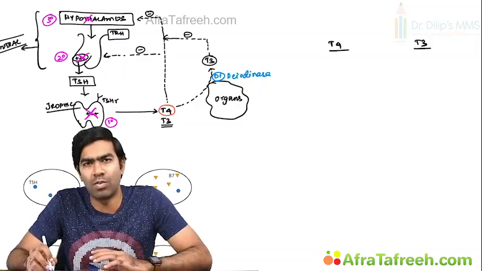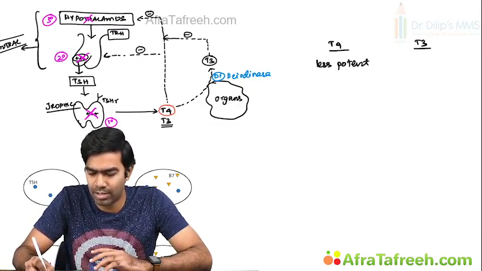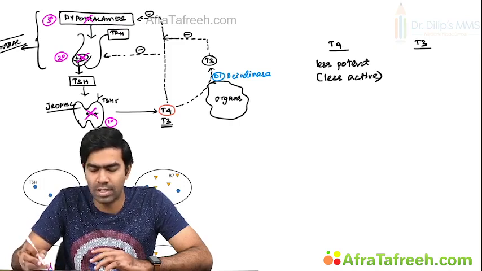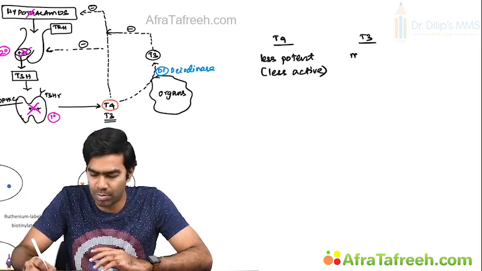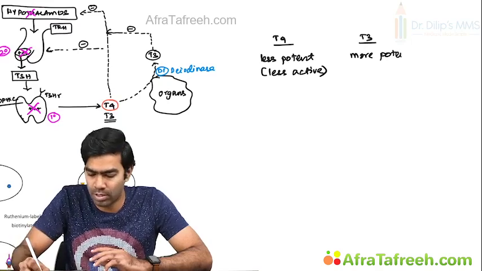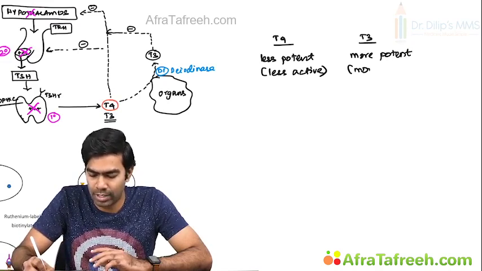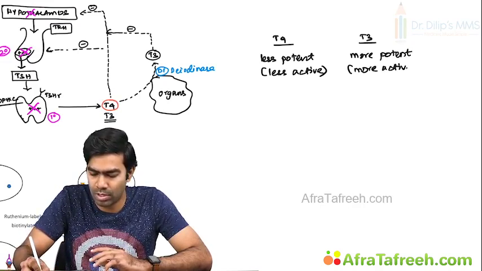We know that T4 is less potent, which means it's less biologically active compared to T3. T3 is very highly potent. By definition, it is almost 3 to 4 times more potent than T4. Clear? And it is more active in the sense that it is the hormone that is going to be biologically active.